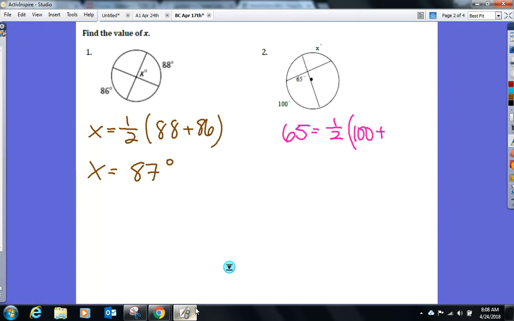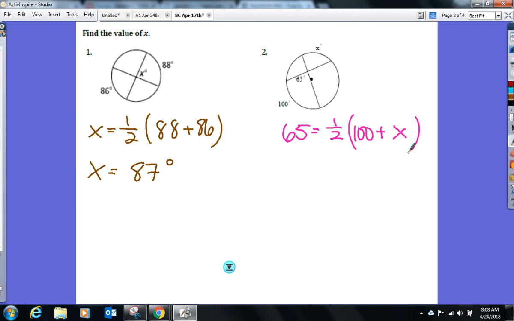What's its vertical angle's arc? That is x. Now, I don't know how many people are doing this right now, but I prefer not to distribute the 1/2, just because I don't have to deal with fractions over here. So I get rid of the 1/2 right now. But it's your preference. If you'd rather distribute the 1/2 and get after it that way, that's fine.